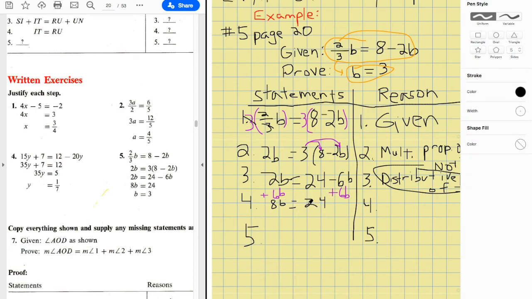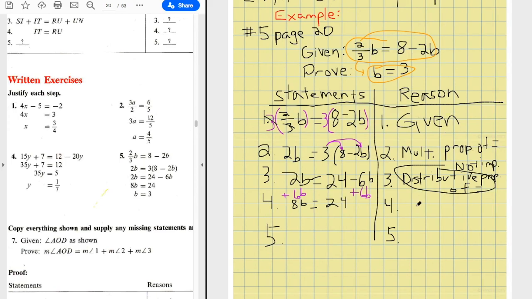The reason why I can make the statement 8b equals 24 is why? Well, I knew statement 3, 2b equals 24 minus 6b, was true because I proved it so far. Well, what did I do to both sides? I added the same equal amounts to both sides here. And what property is that called? You guessed it, the addition property of equality. All right, almost good to go.